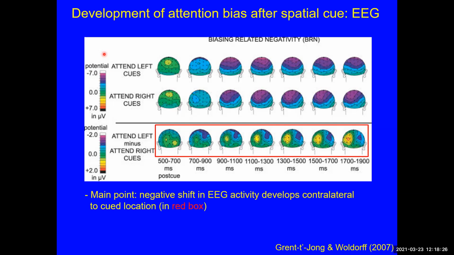And if you squint real hard, you can kind of see when they attend to the left, maybe there's a little more activity over here on the right. And if they attend to the right, you can see here's probably where you see it best. So there's a little more negativity over here on the left side.